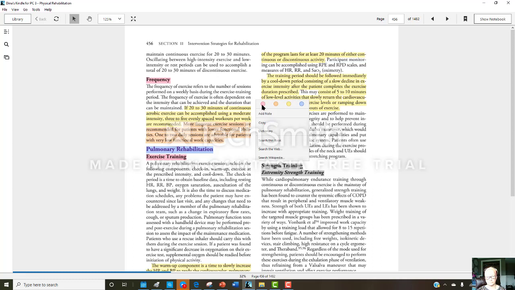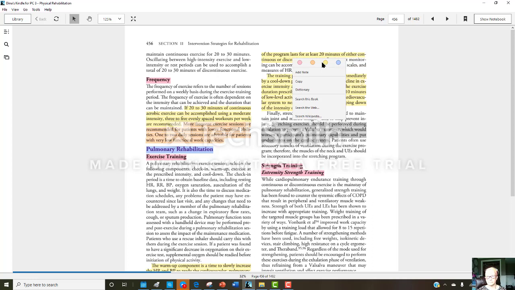Stretching exercises should be performed during exhalation to prevent a Valsalva maneuver, which would worsen a participant's pulmonary capabilities and put undue stress on the cardiac system. Patients often use accessory muscles of ventilation during the exercise program. Therefore, the muscles of the neck and upper extremities should be incorporated into the stretching program.